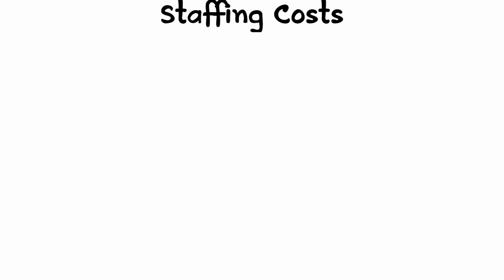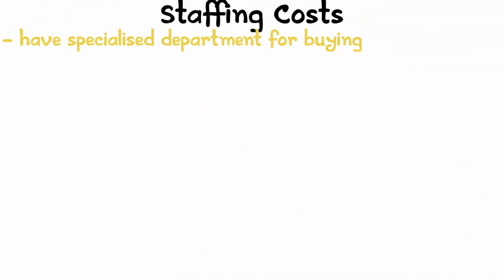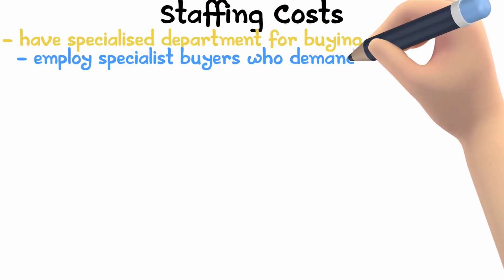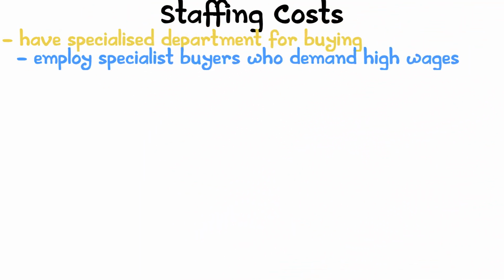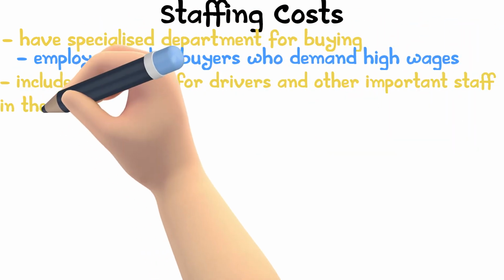Staffing costs. Bigger businesses often have a specialized department for buying. These departments employ specialist buyers who demand a high wage. Staffing costs are usually included in the wages for drivers and other important staff in the buying process.